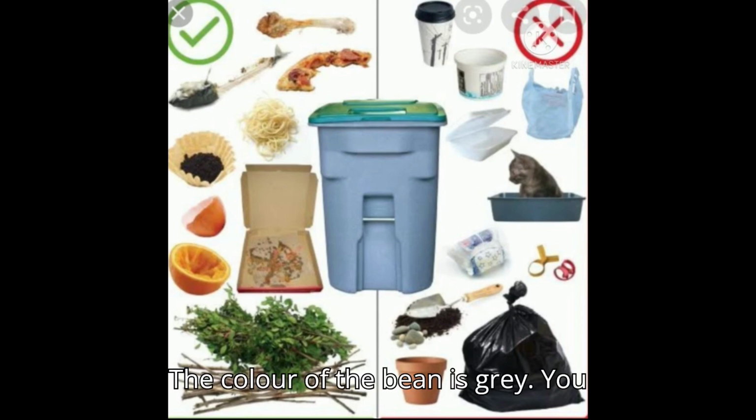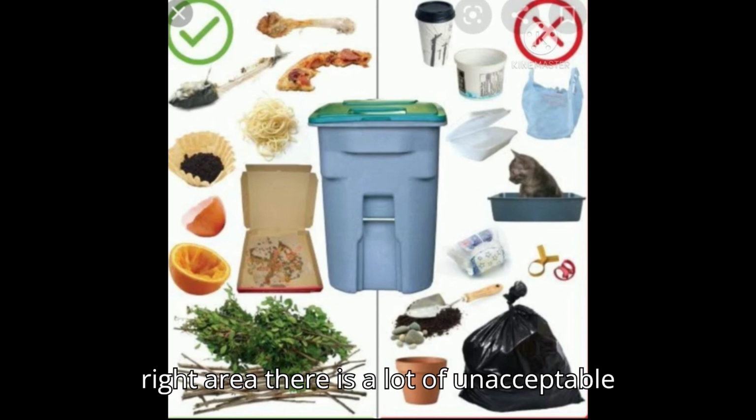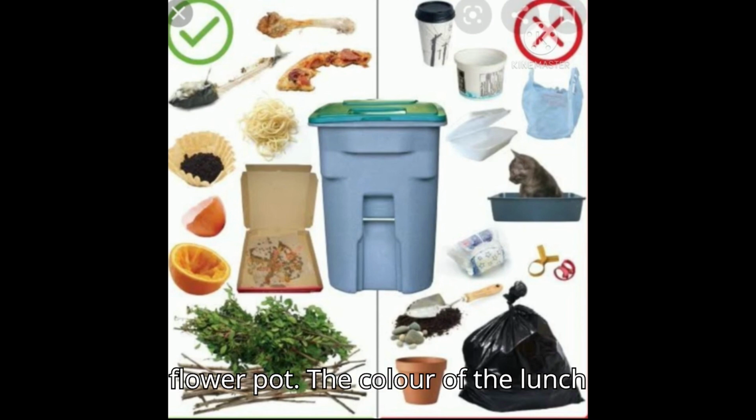The color of the bin is gray. You can see from this graph that, in the right area, there is a lot of unacceptable items including disposable lunchbox, diaper, animal waste, plastic container, flower pot. The color of the lunchbox is white. And the color of the flower pot is brownish red.